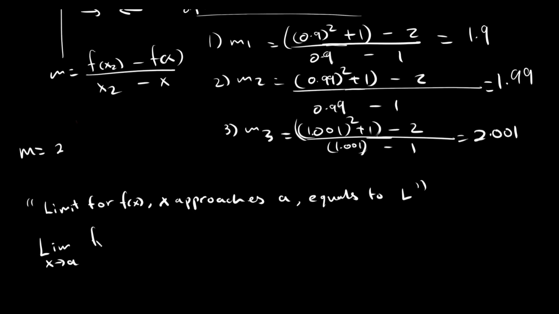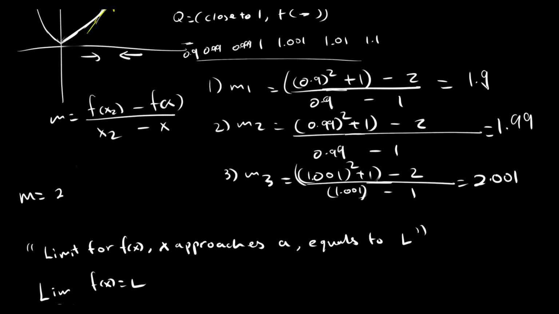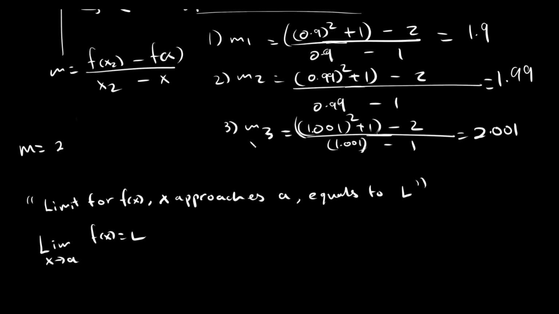F of x here. And so the reason why I took 1.9 and 1.99 and 2.001, this is coming from the right and this is coming from the left. So it's basically proving if the limit exists or not, right? So this is my definition for my limit, and by approximating my slope here, I'm basically using the limits, but in a very long way.